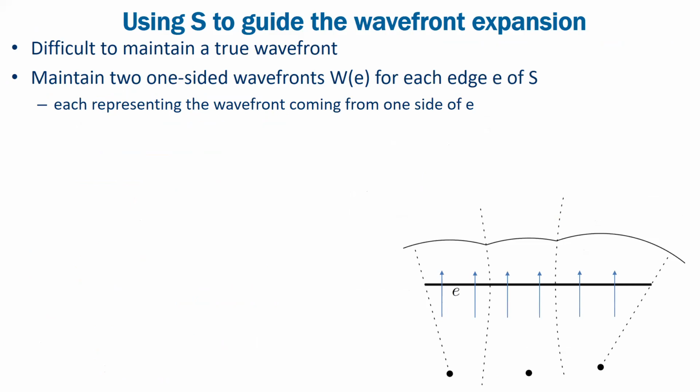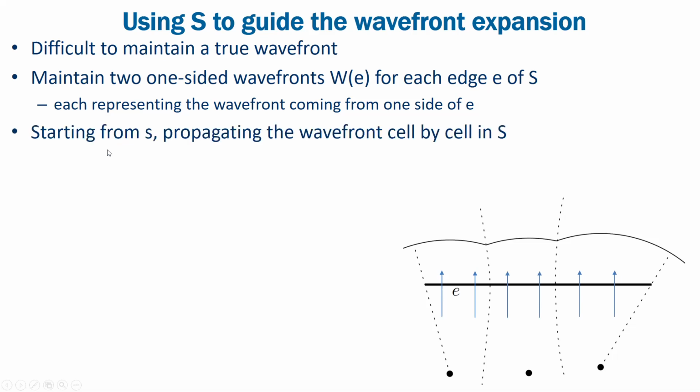So instead, the algorithm maintains two one-sided wavefronts for each transparent edge E of the subdivision. Like this edge, this is a wavefront. We have three generators, and the wavefront is going upwards. That's a one-sided wavefront. And you have another wavefront going downwards. Each wavefront represents the wavefront coming from one side of E. Then starting from the source point S, we propagate the wavefront cell by cell.